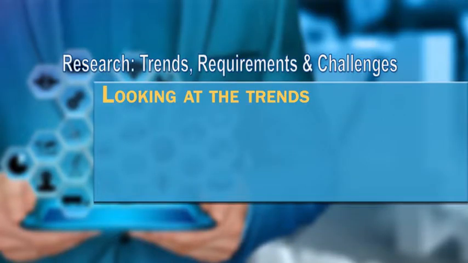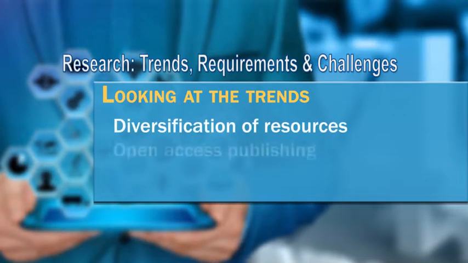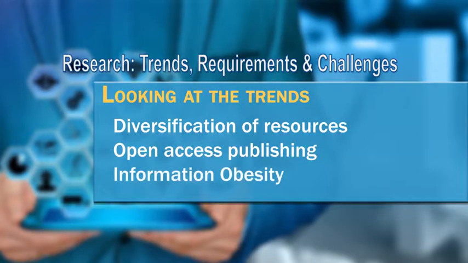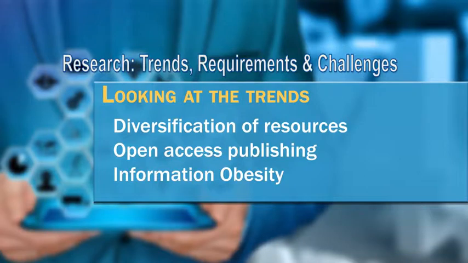Now, when you look at the research trends, requirements and challenges, first we need to look at the diversification of the resources that we have. Open access publishing has added to this myriad of information resources that are available to us. And finally, I call it information obesity, not because there is colossal information available to us, but because either we do not know the mechanisms of sieving the requisite information from this colossal information, or we do not have adequate mechanisms of sieving the information resources. That's why I call it information obesity.